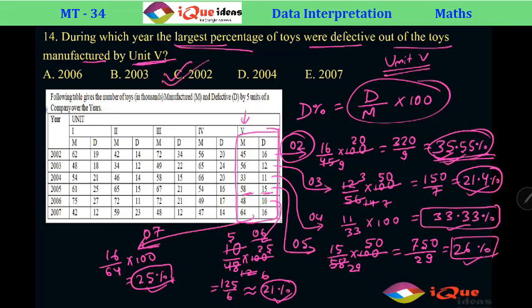Okay. See, if you can do these calculations mentally, it will be really fast. Otherwise, it is definitely going to take time. Okay. Now let's go to the next question.